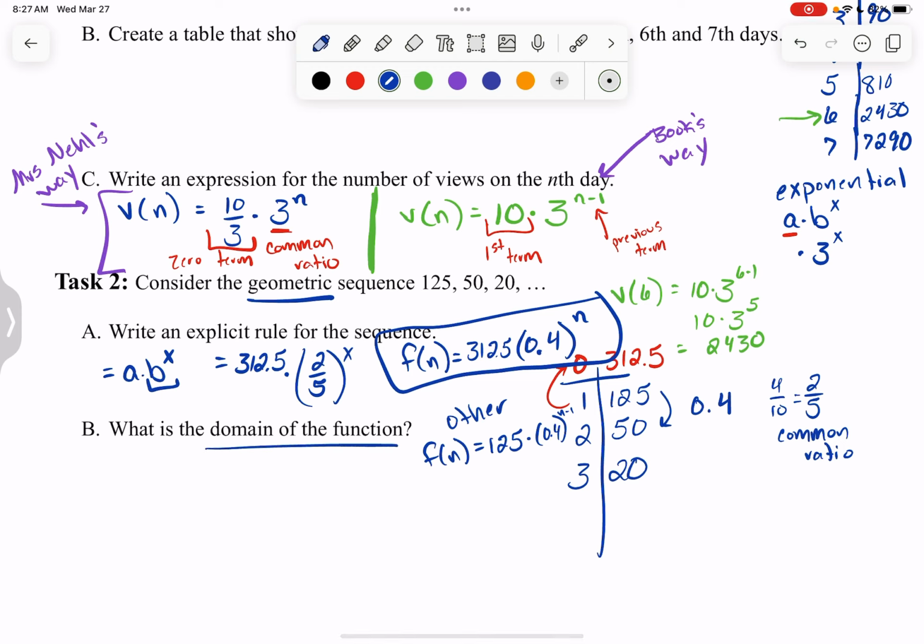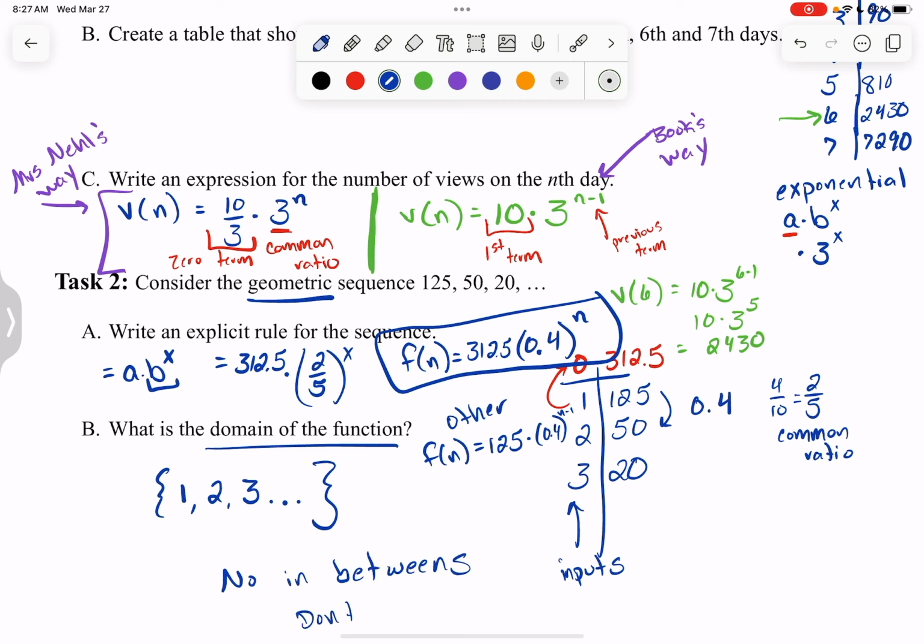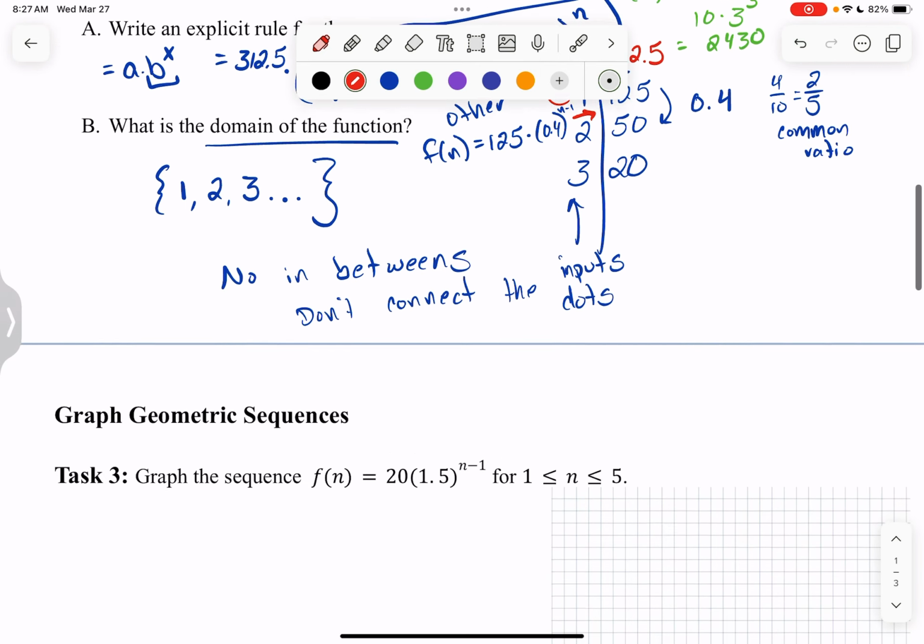Okay, what is the domain of the function? Domain, I'm looking at the inputs. Since this is a sequence, my domain would only be the whole numbers. So my domain would be starting with first term, second term, third term, dot, dot, dot. Keeps going that way. No in-betweens. So when graphing this, we do not connect the dots. Okay, because we would never have a term in here that's 1.5, okay, or 2 1/3. Okay, it doesn't have any of those in-betweens.